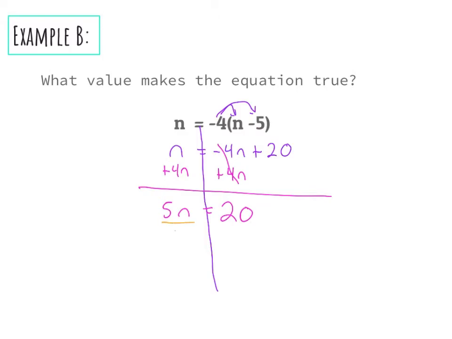I'm going to divide both sides by 5. 5 divided by 5 is 1, and 20 divided by 5 is 4. So n equals 4. That is the end of that problem.